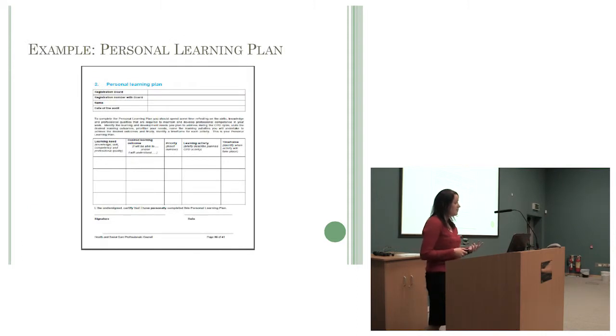So this is an example again of CORU's personal learning plan. They have outlined, again, coming first, the learning need. Then what is the desired learning outcome, the priority, the learning activity and the time frame. Again, very important here to set yourself a realistic time frame of when you're going to engage in these activities.